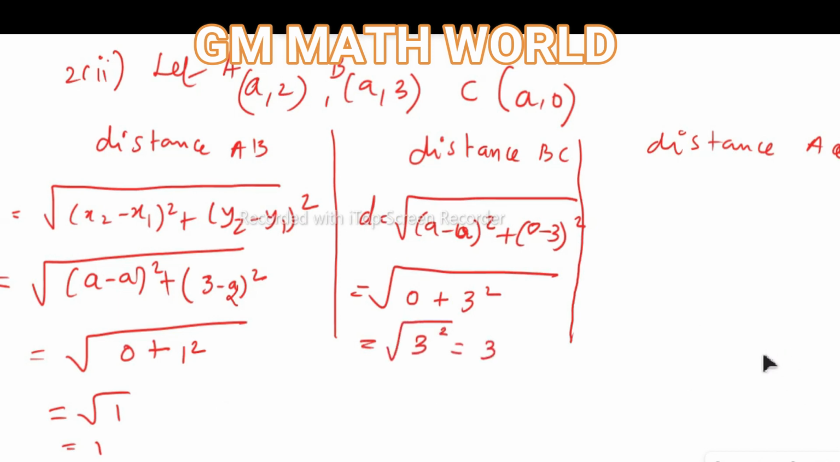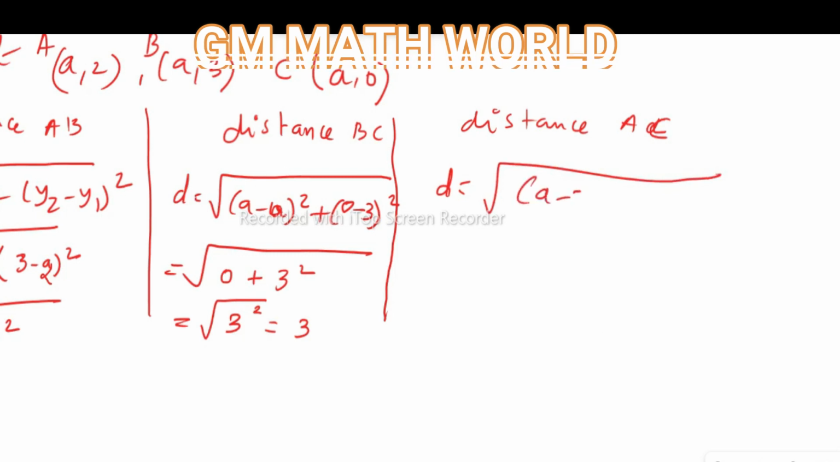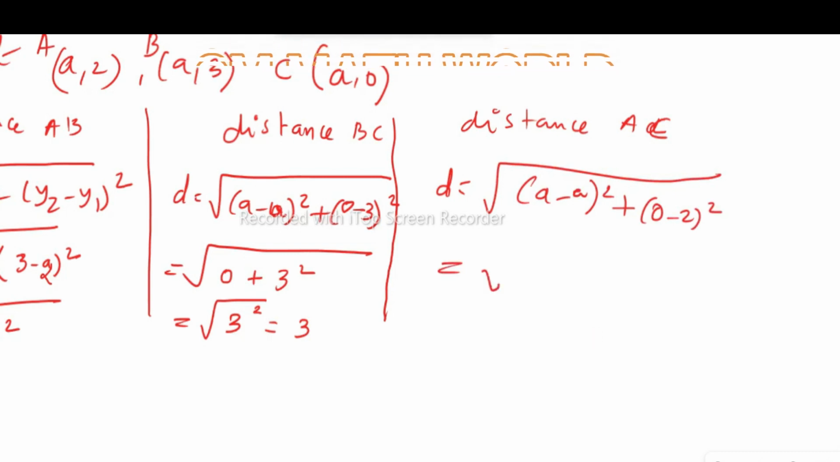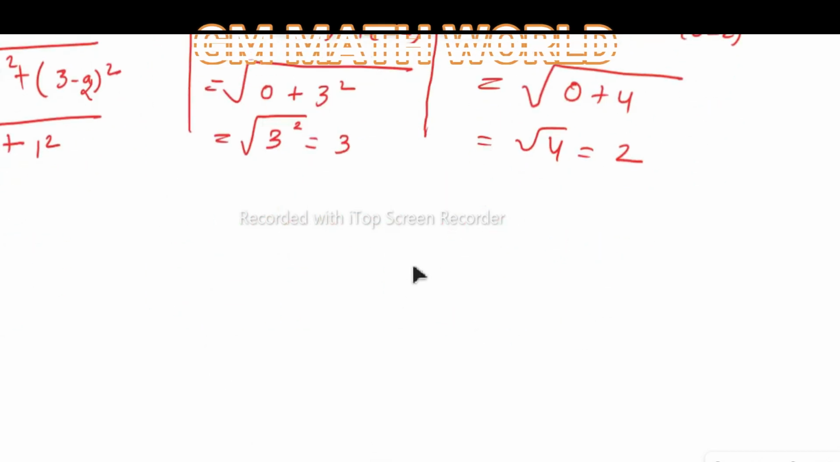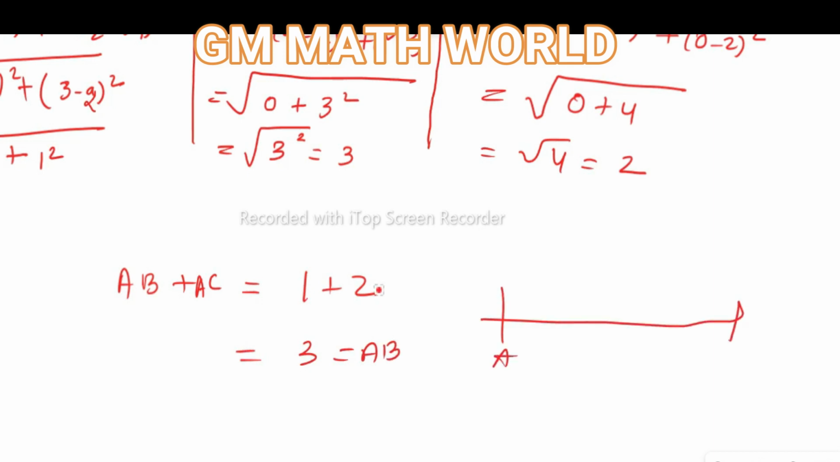A minus A is 0, and 0 minus 3 is minus 3; the square of minus 3 is 9, so the square root of 9 is 3. Then the distance AC is the square root of (A minus A) squared plus (0 minus 2) squared, which is 0 plus 4, so the square root of 4 is 2. That is the distance AC. Now let us check whether the points are collinear or not.